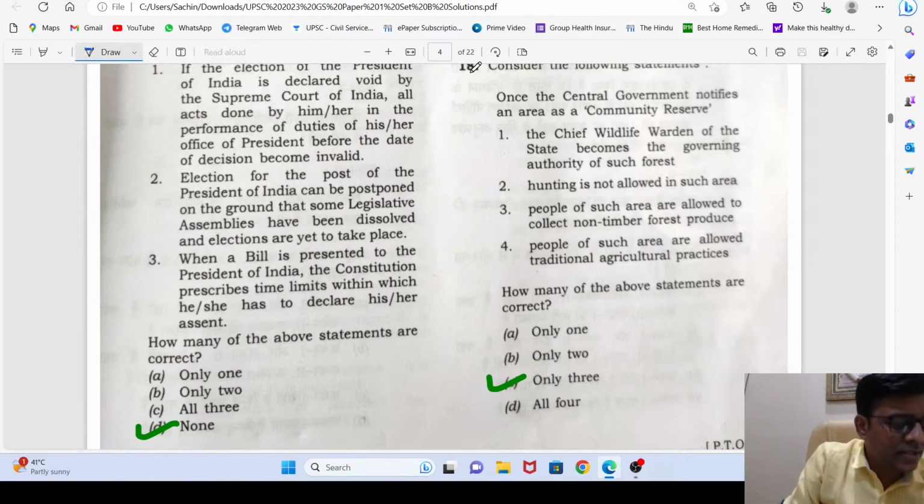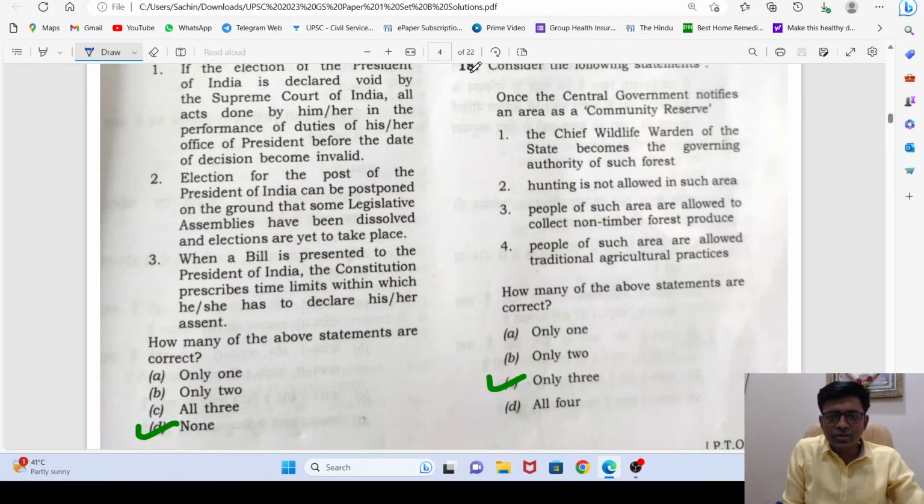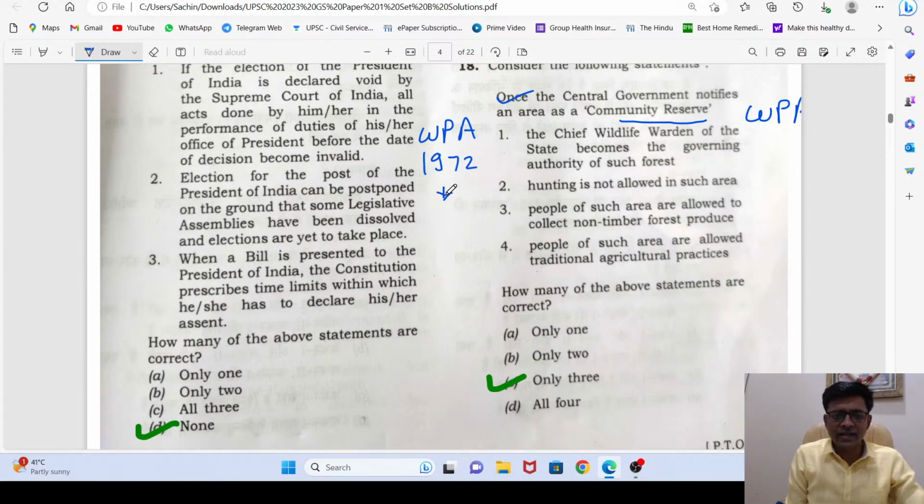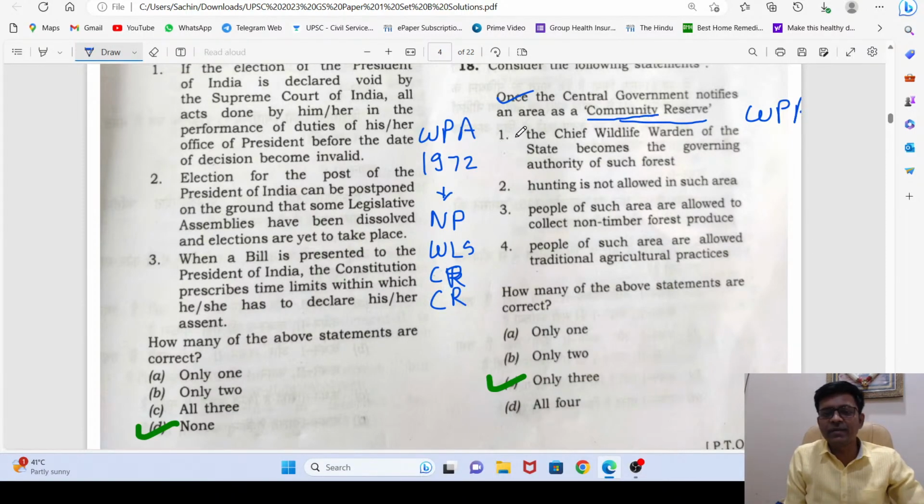Question number 18: once the central government notifies an area as a community reserve under the WPA, Wildlife Protection Act 1972. There are different reserves that are declared, such as national park, wildlife sanctuary, community reserve, and conservation reserve. Once a particular area is declared a community reserve, they gave four statements. The first statement is that the Chief Wildlife Warden of the state becomes the governing authority of such forest. We will keep this on hold. Hunting is not allowed in such an area. It is clearly mentioned in the community reserve that hunting is not allowed.